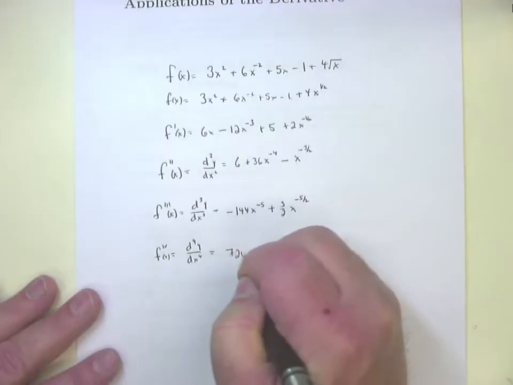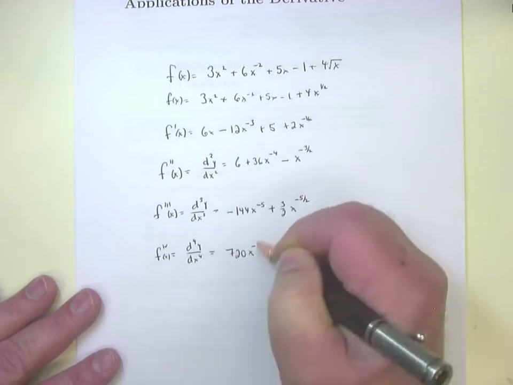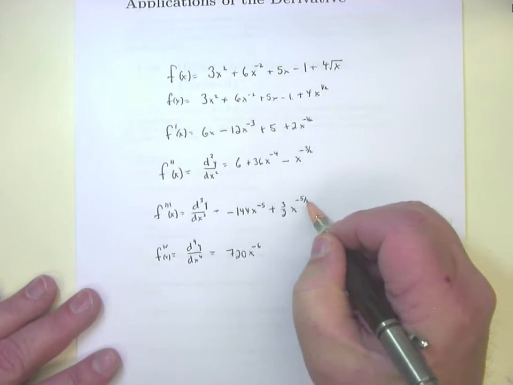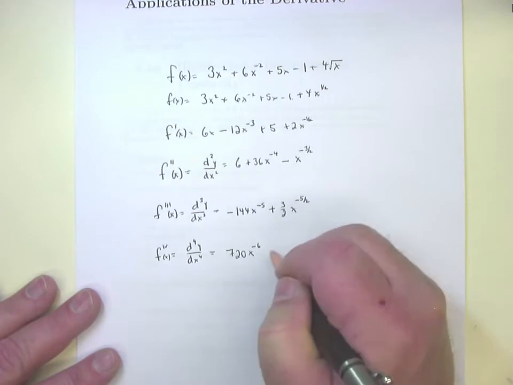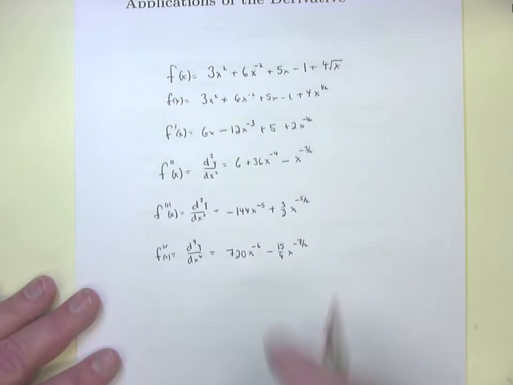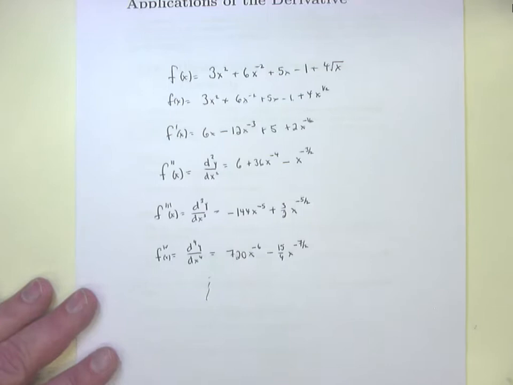720x to the negative 6, plus the derivative of 3 halves x to the negative 5 halves. So negative 5 halves times negative 3 halves would be negative 15 fourths x to the negative 7 halves. And you can literally go on forever on these higher orders.